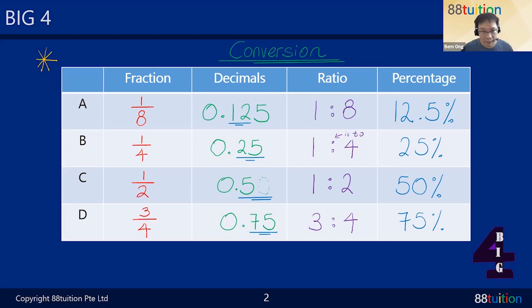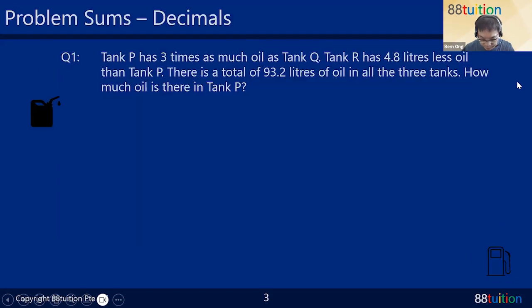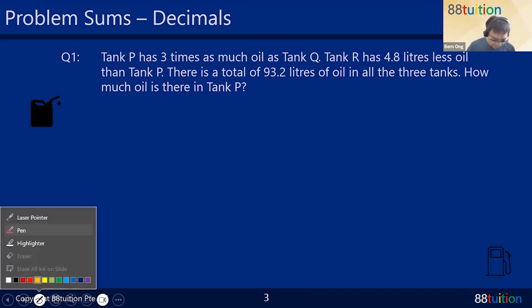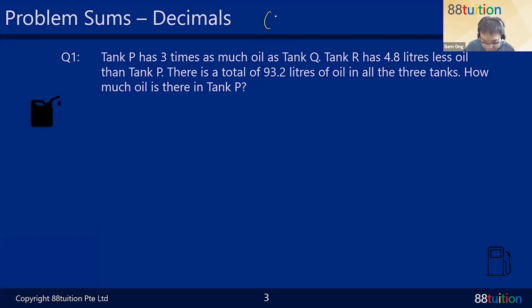Okay, so this is the first thing. The second thing is we are going into a word problem. And this word problem, I want to teach you, is something called add-on. Okay, let's take a look. Tank P has 3 times as much oil as tank Q. I call this add-on. Why do I call this add-on? Later I'll explain to you. Add-on. So tank P has 3 times as much oil as tank Q. R has less than P.